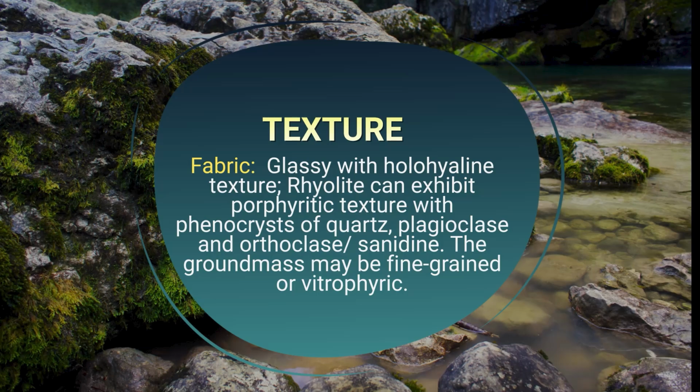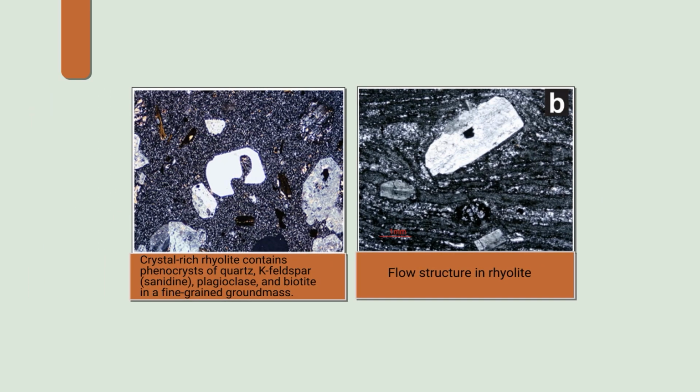Rhyolite is also known to exhibit porphyritic texture. In the porphyritic texture, we have phenocrysts of quartz, plagioclase and orthoclase or sanidine being surrounded by a groundmass which may be vitrophyric, that means glassy. Here are two photomicrographs of rhyolite. This is the fine grained groundmass, as you can see here. This is a crystal rich rhyolite. It contains phenocrysts of quartz, K feldspar, sanidine, plagioclase and biotite here, in a fine grained groundmass, as you can clearly see; this is a porphyritic rhyolite.